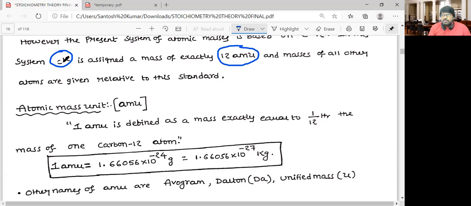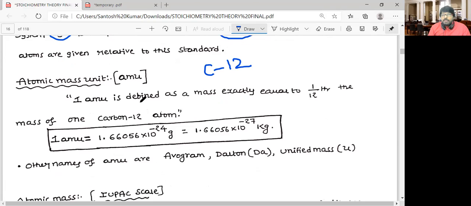So what is the exact definition of AMU? See, in this 1 AMU definition we are trying to give. Here we have carbon 12. The mass is 12 AMU, but I want 1 AMU. But what is the mass of this C12? 12 AMU. I want 1 AMU. Very simple, you have to take 1/12 part of 1 carbon 12 atom.